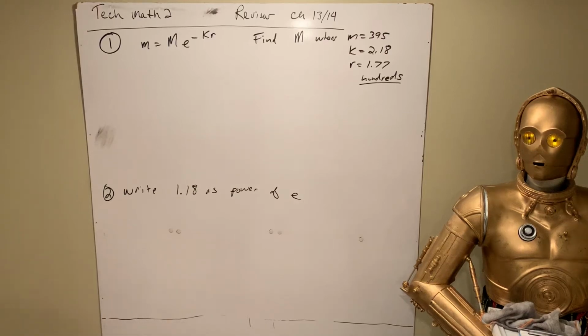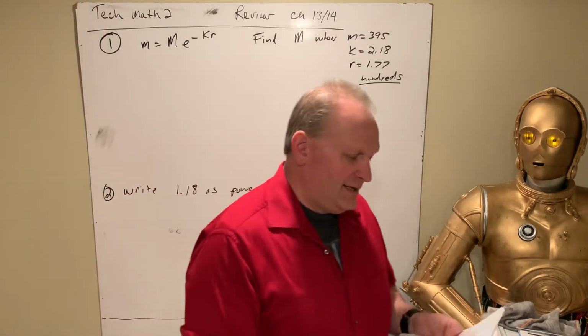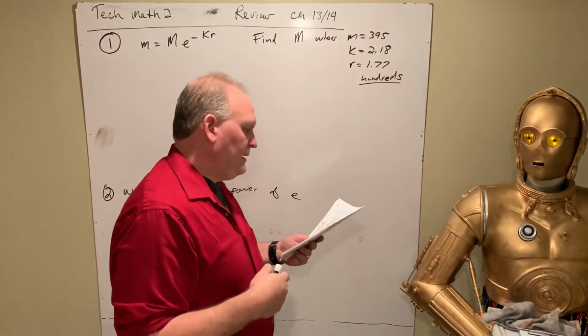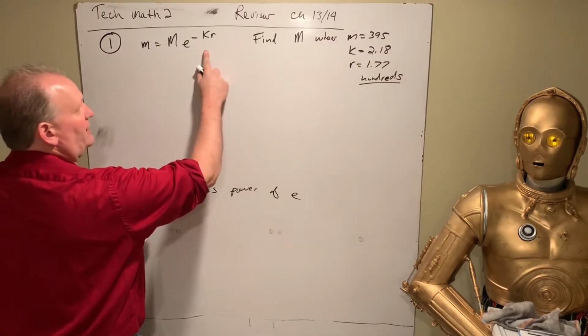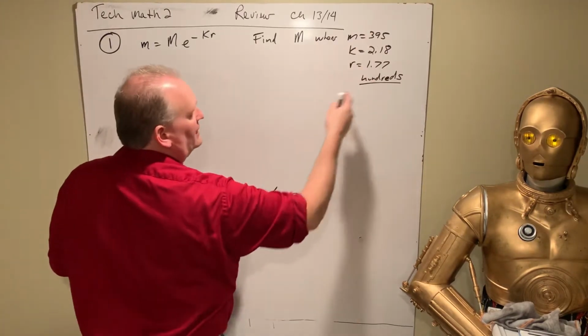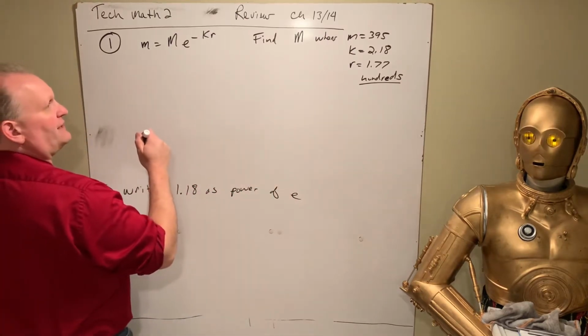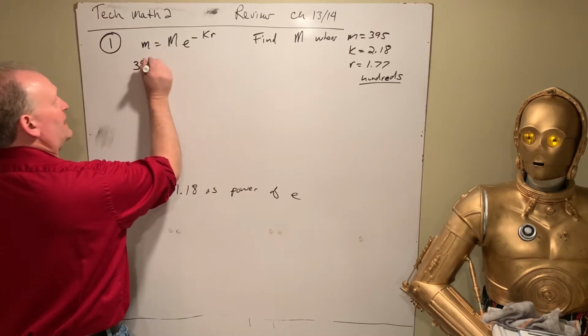Okay, this is Techmath2. We are looking at the review for the Chapter 13-14 test. So let's jump in. We've got a plug and chug problem right off the bat here. They give us an equation. They give us 3 of the 4 variables and tell us to find the fourth. Not the easiest one, but shouldn't be that bad.